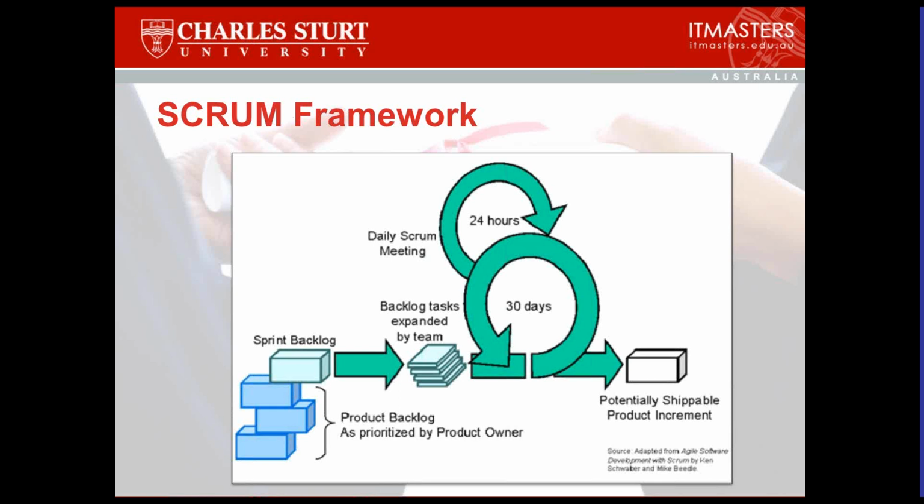Now you've got this loop that says 30 days. That's a bit of an arbitrary figure. Sprints have a duration depending upon what the project deems to be appropriate. It could be 30 days, could be 2 weeks, 3 weeks, 4 weeks. It's usually in that period.